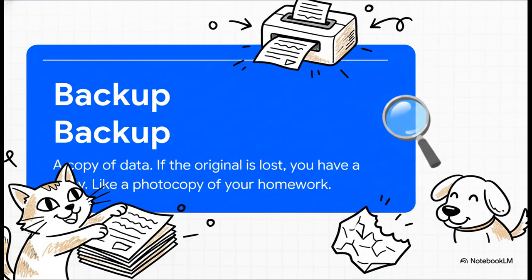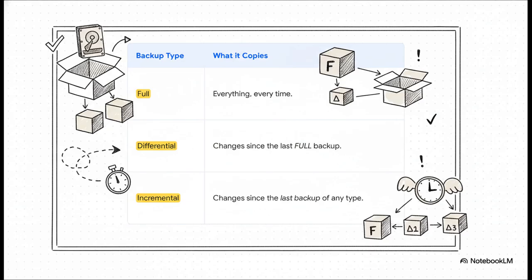It's a copy of your data. The homework analogy is perfect. If your dog eats your term paper, you're not totally sunk if you were smart enough to make a photocopy first. Now, for the exam, you have to know these three main types.